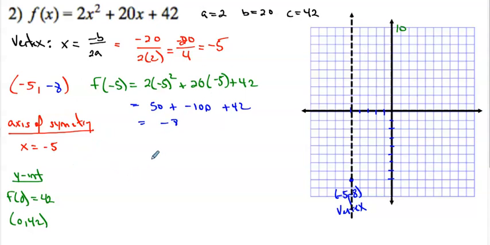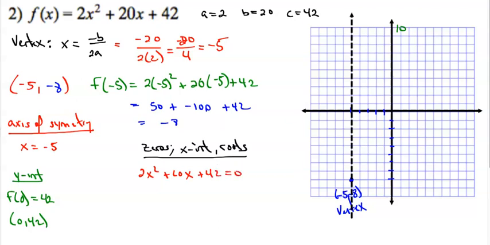And then we have our zeros of the function, right? Our zeros, or our x-intercepts, or our roots, all synonymous for one another. And we're going to take this equation, 2x squared plus 20x plus 42, and I'm going to set this equal to 0.